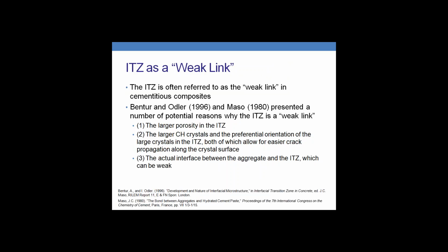If you look at the literature, there are pretty much three main causes of why the ITZ weakens concrete and leads to failure. One, it's much more porous, so it allows easier crack propagation; it's a lower compliance phase, a lower modulus. Two, there are large calcium hydroxide crystals that are preferentially oriented, so as a crack comes along and hits that plane, it can easily go right along the CH plane. And three, the actual bond, the chemical or physical interaction at the actual interface between asphalt and cement.